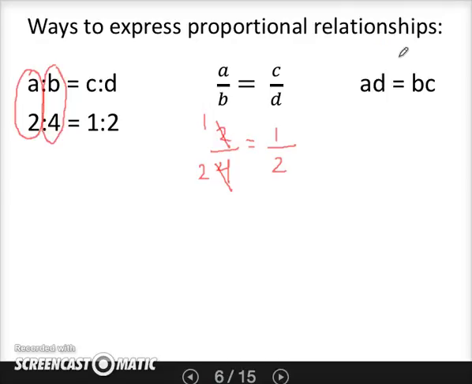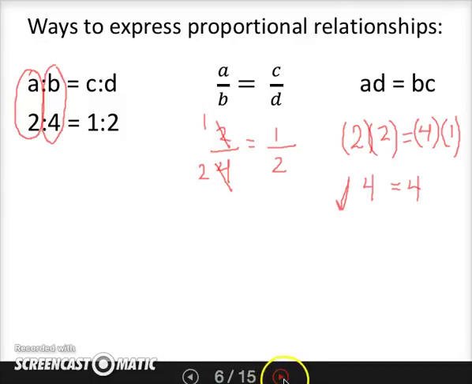Now, here's perhaps an even more unfamiliar way of expressing a proportional relationship. AD equals BC, meaning A times D equals B times C. Well, let's see if it's true in this case with these numbers. Our A is 2, so we have 2 times D, which was 2. And on the other side of the equal sign, we have B was 4 and C was 1. So this equation turns into 4 equals 4, which is also true.